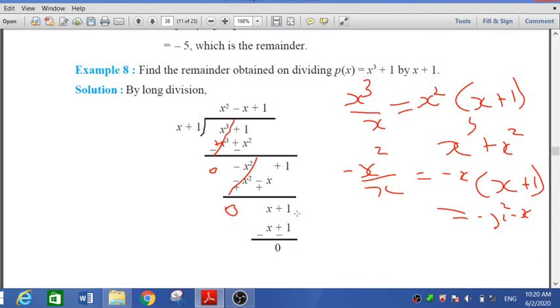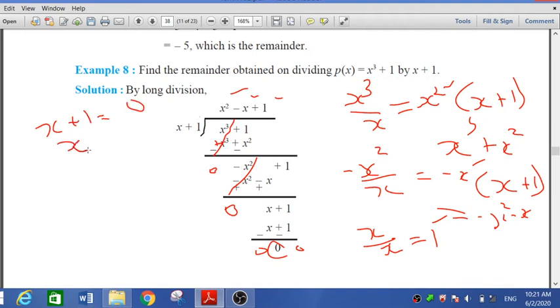So plus x and plus 1. Again x divided by x, we get 1, which we write here. So x square is here, minus x is here, and plus 1 is here. And the remainder is 0 because the answer is 0. So in this also we have to find the remainder directly. We get x plus 1 is equal to 0, so x equal to minus 1, I have to put in P of x.